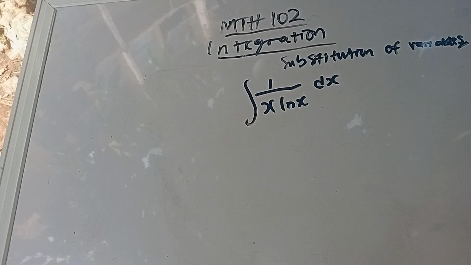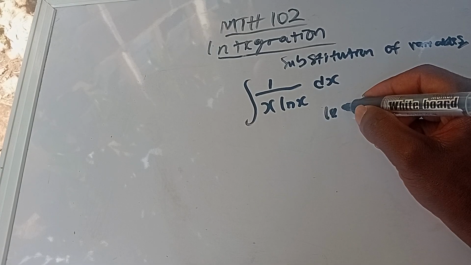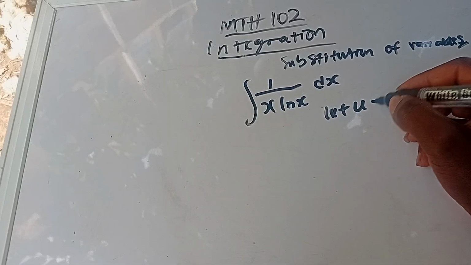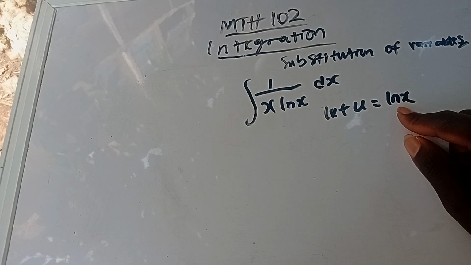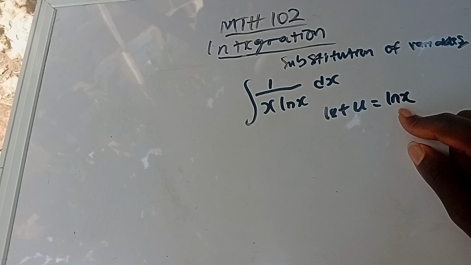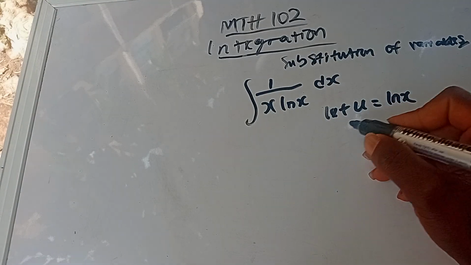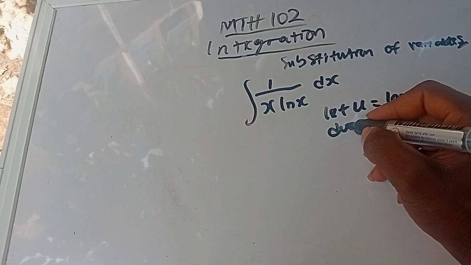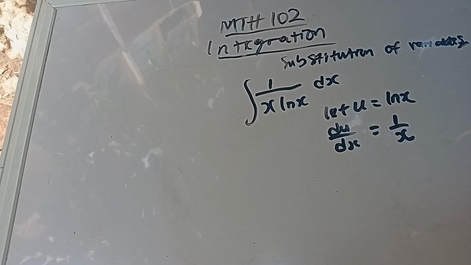Now, if I want to integrate 1 over x ln x dx, the best thing to do is to bring another variable in. Let u be equal to ln x. Why am I doing that? Because I know that if I differentiate ln x, it's going to give me something that's going to cancel out this x. Then at the end of the day, the work will be easier. Now, if I say let u be ln x, then du over dx, if you differentiate ln x, what do you get? You get 1 over x, right?